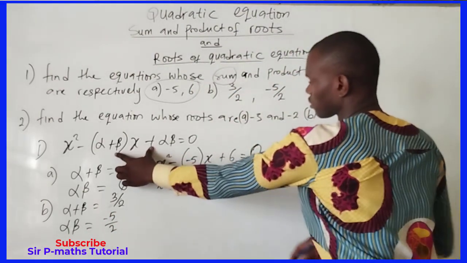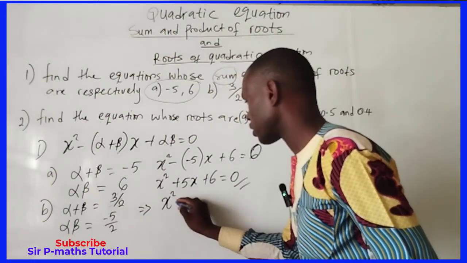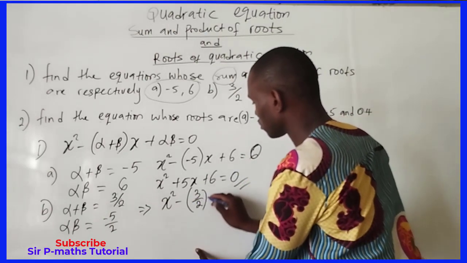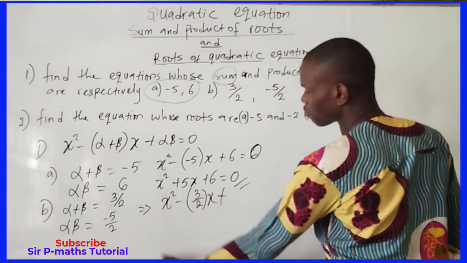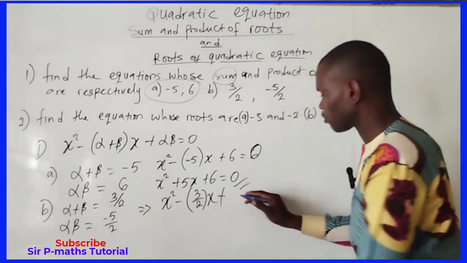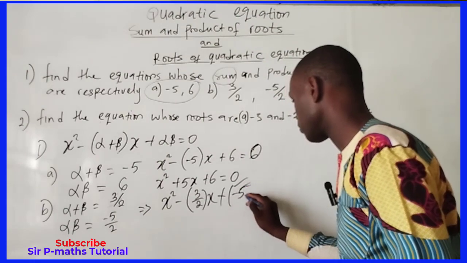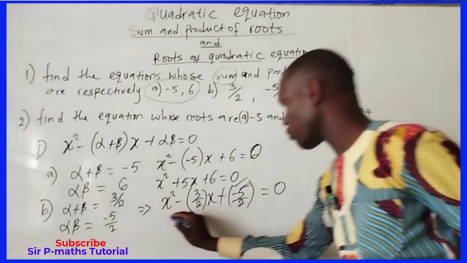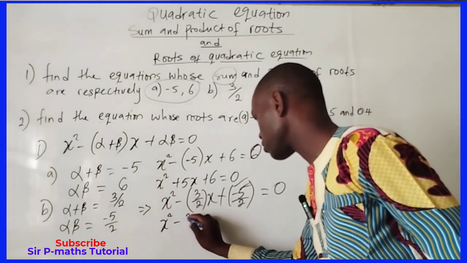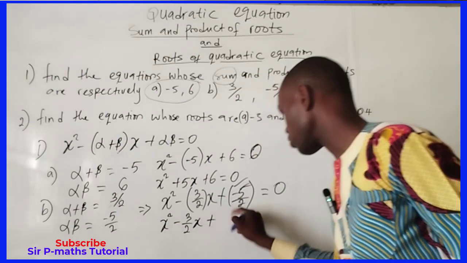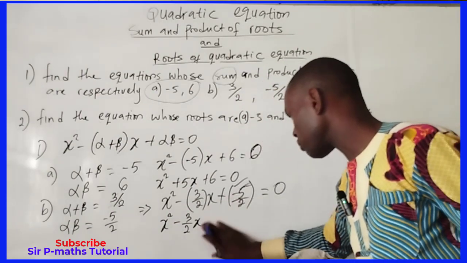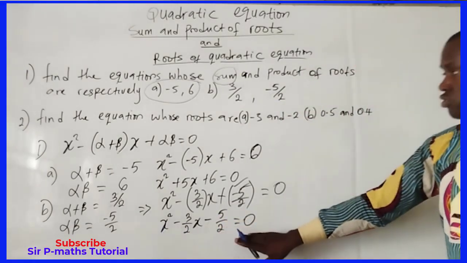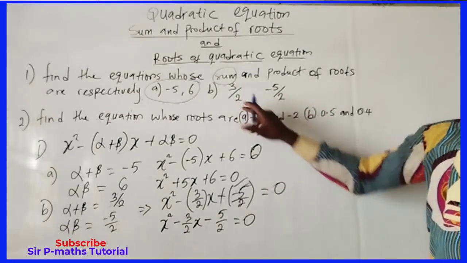Then put it in this formula. I will have x squared minus, open the bracket, my sum is the first one, 3 over 2, put your x, plus your product, my product here is minus 5 over 2. I will have minus 5 over 2, close your brackets, equal to 0. Then let us open the brackets. I will have x squared minus 3 over 2 x plus, times minus will give me minus 5 over 2 equal to 0. This becomes the quadratic equation whose sum and product are these two numbers here.